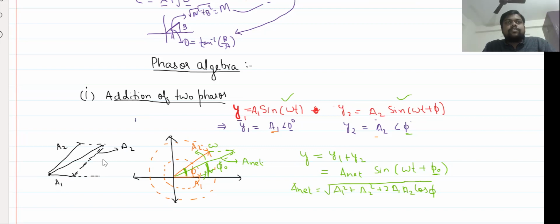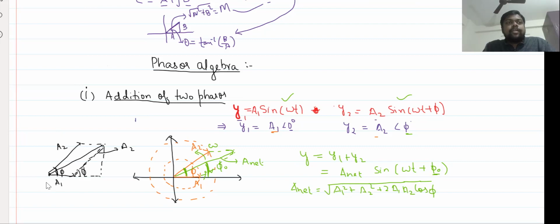And let us draw one triangle here. So this is say phi naught. So this angle also, this is phi. This complete is phi, not phi naught. So this complete it is phi. So this angle also will be phi here.